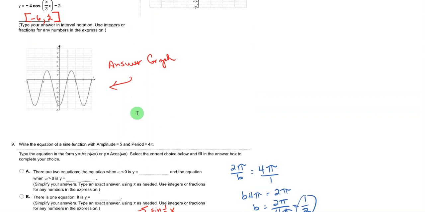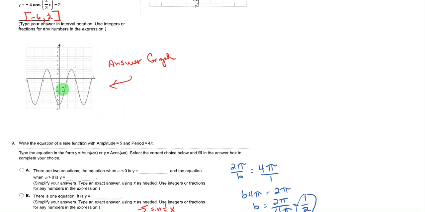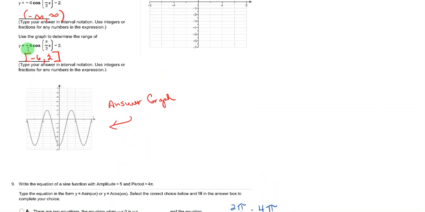So let's look at the answer graph. So we shifted down 2. We should have been at 4. 4 would have been the amplitude given. But since we shifted down 2, we're at 2. And instead of -4, we're down at -6. So our range is -6 up to 2.